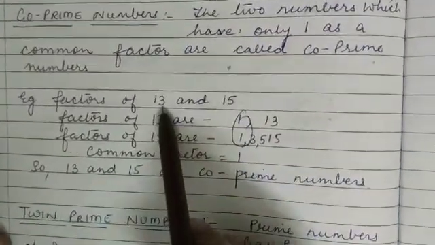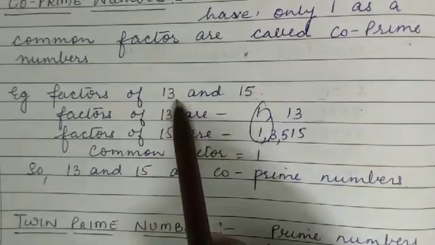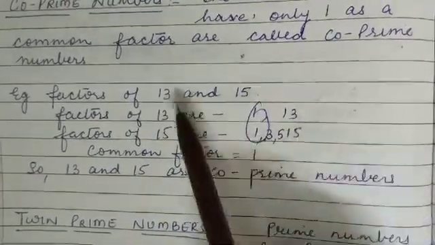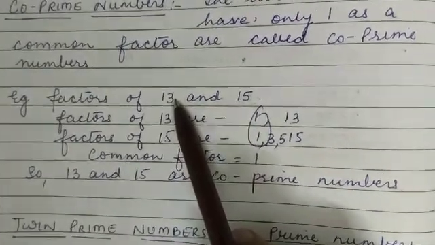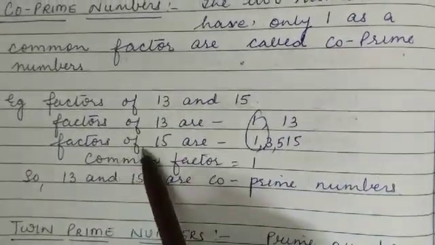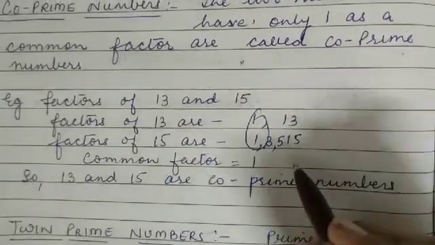Suppose they have given us two numbers, 13 and 15. First of all, you will find out the factors of 13. The factors of 13 are 1 and 13, because 13 is a prime number. Prime number means the factors should be 1 and the number itself. Then the factors of 15 are 1, 3, 5 and 15.